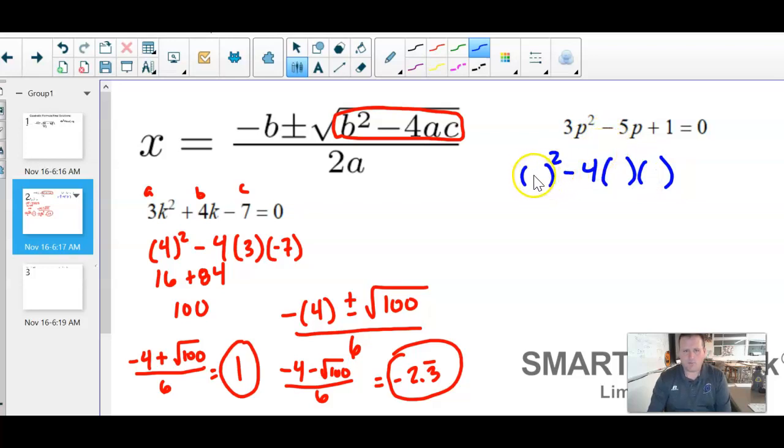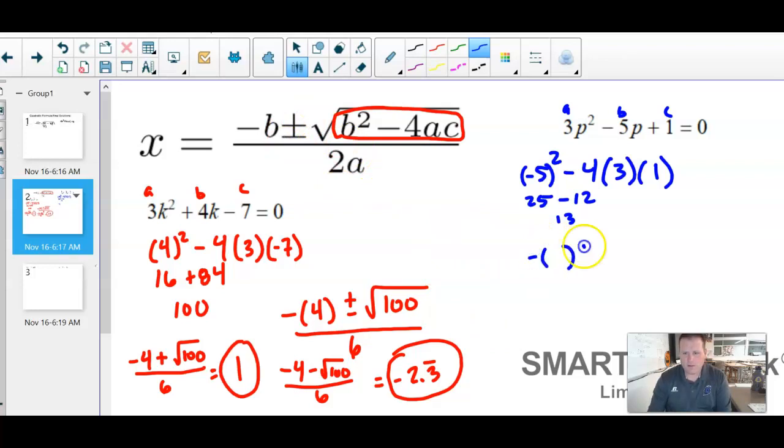Okay, so I'm going to put B in here. So B would be -5, A would be 3, and C would be 1. Again, A, and then B, and then C. It's just the coefficients, not the variables, okay? And so I get 25, and then I get -12 here, which is going to give me 13 for that one. Then I'm going to use the rest of my equation.